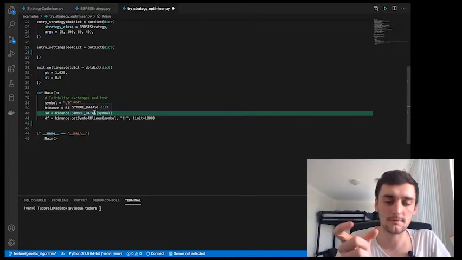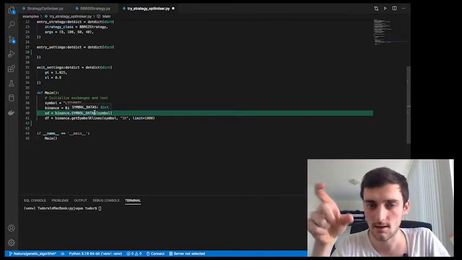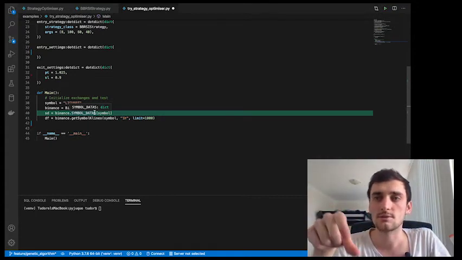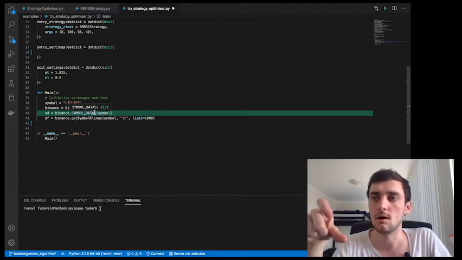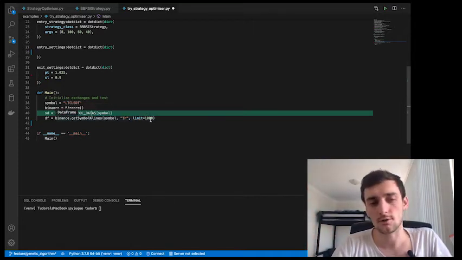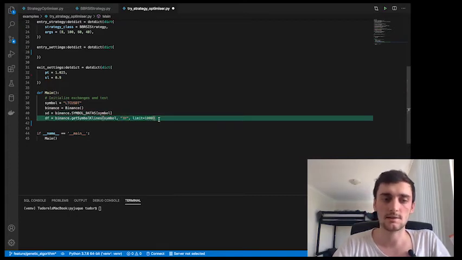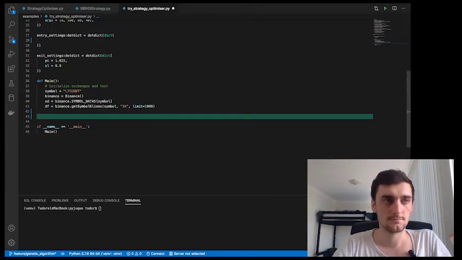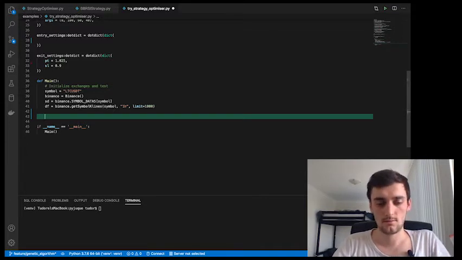Let's say the minimum amount of Bitcoin that you can trade is 0.01, and you trade it in steps of 0.005. So you can trade 0.01, 0.015, 0.02, but you can't trade 0.013, for example. And things like that for all these pairs, all the symbols on the exchange. So we're gonna need this. Now we need to define the fitness function.